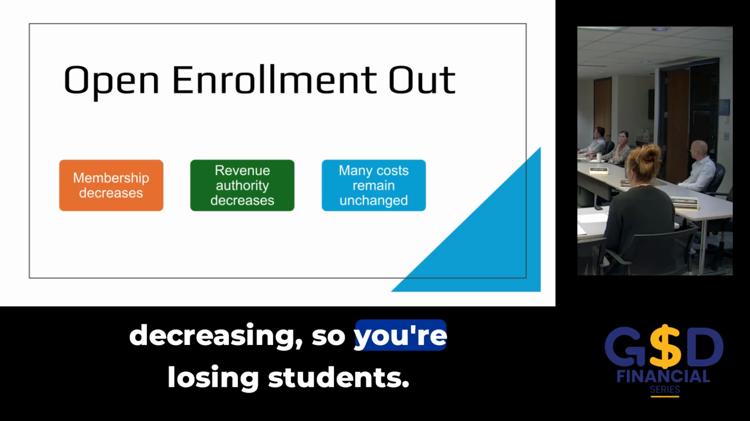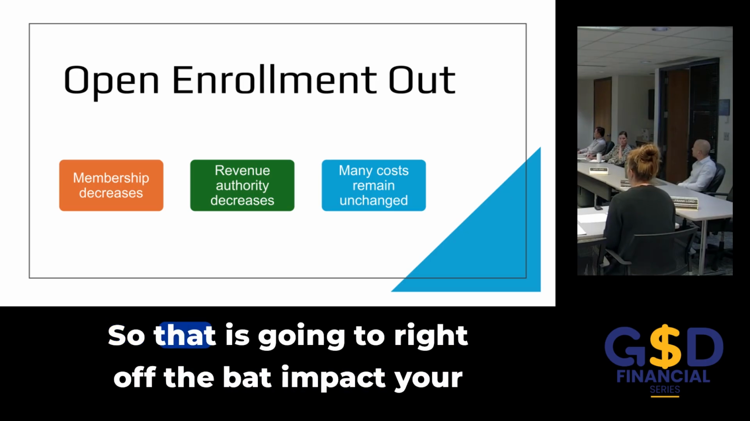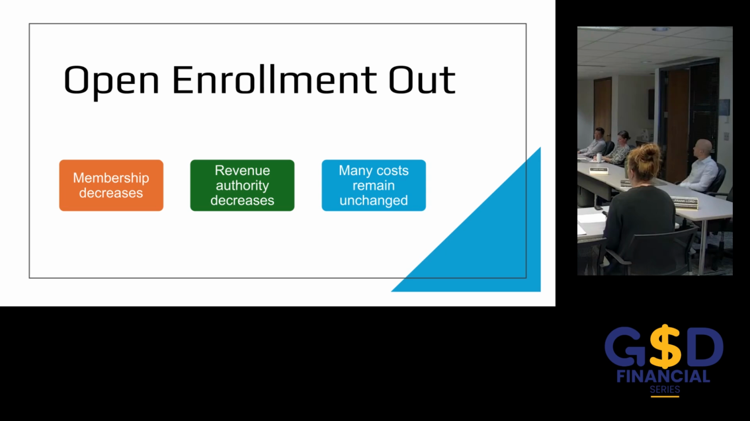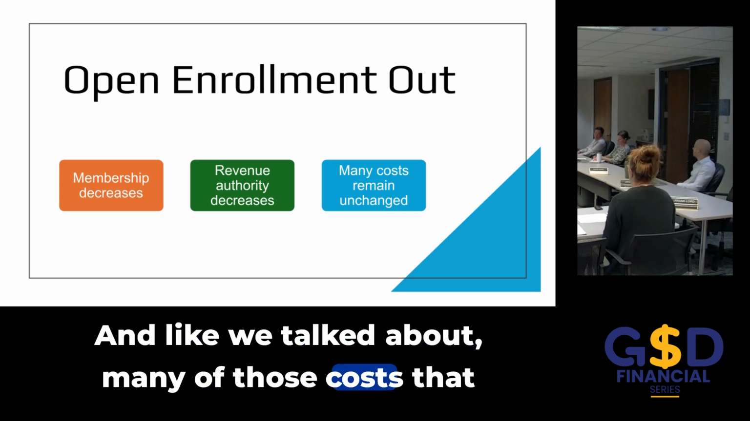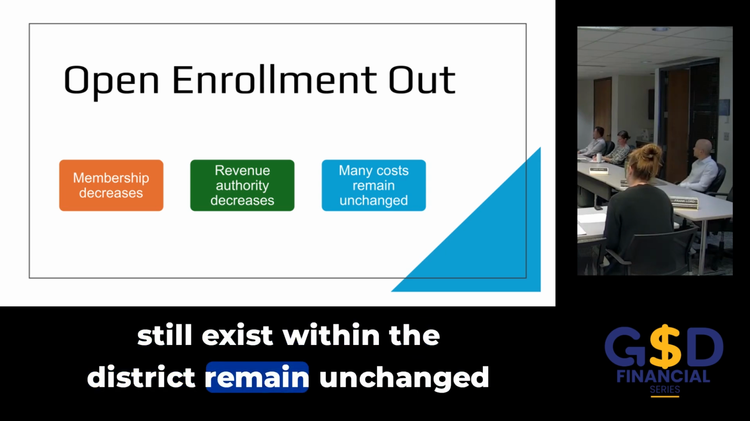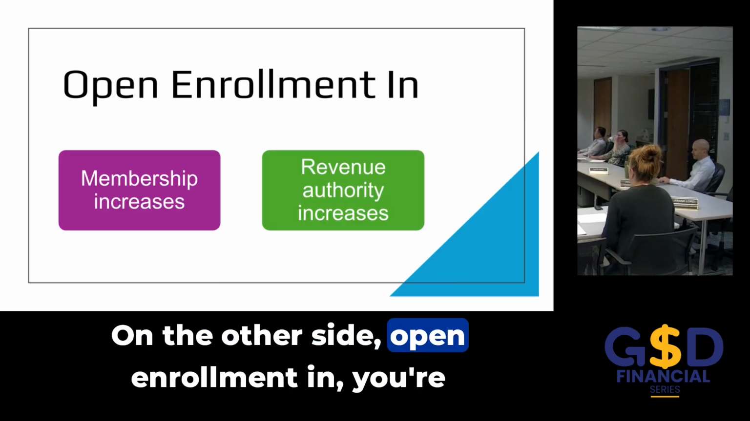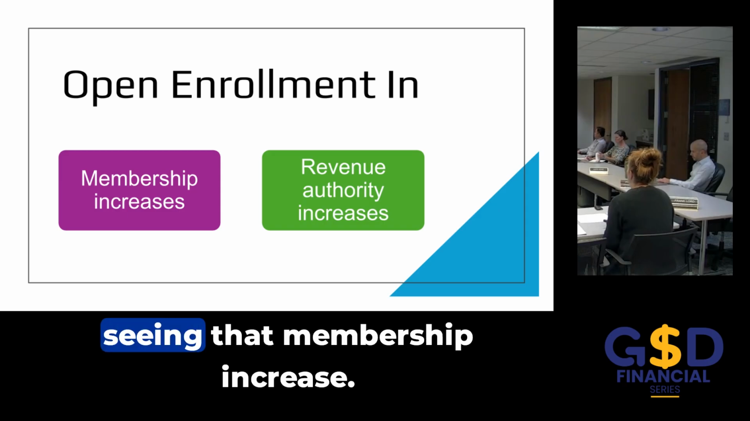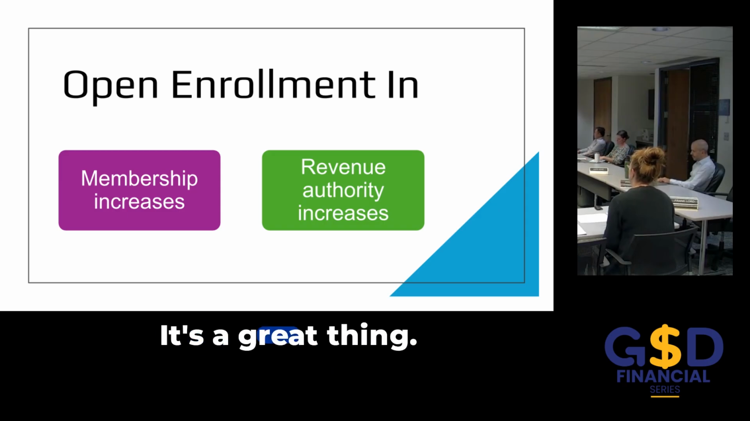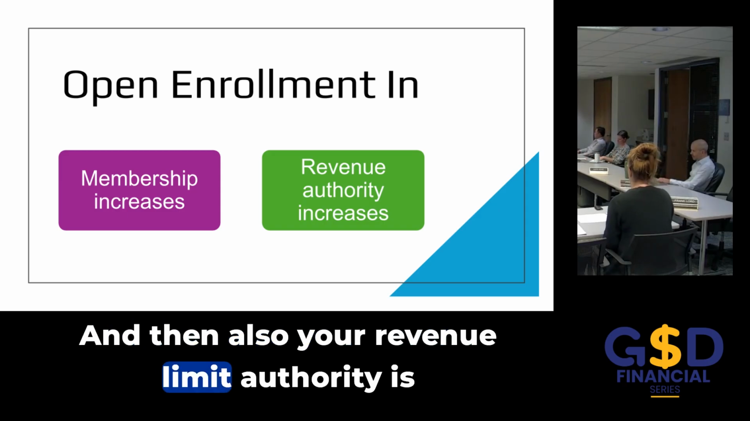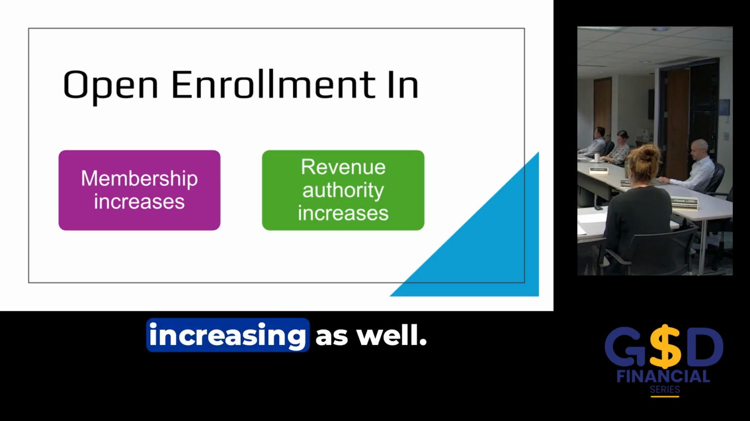So when we think about how open enrollment then impacts the district, first your membership is decreasing, so you're losing students. So that is going to right off the bat impact your revenue limit authority. And like we talked about, many of those costs that still exist within the district remain unchanged because you're not seeing a mass exodus, right? On the other side, open enrollment in, you're seeing that membership increase. It's a great thing. And then also your revenue limit authority is increasing as well.